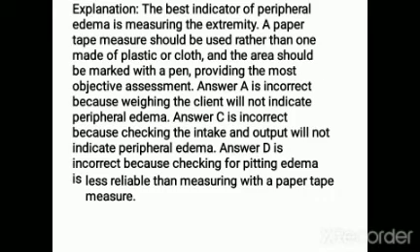Answer A is incorrect because weighing the client will not indicate peripheral edema. Answer C is incorrect because checking the intake and output will not indicate peripheral edema. Answer D is incorrect because checking for pitting edema is less reliable than measuring with a paper tape measure.